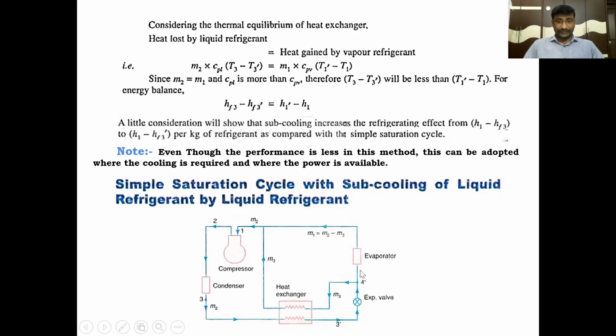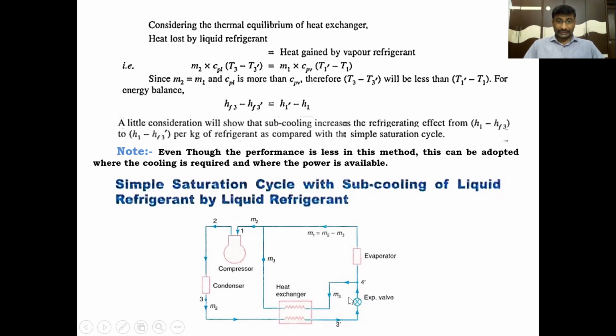Some of the liquid refrigerant will enter the evaporator because 4 dash has low pressure and low temperature liquid refrigerant. This liquid refrigerant will be bypassed. That is, some of the liquid refrigerant is sent to the evaporator, and the remaining amount is diverted towards the heat exchanger.